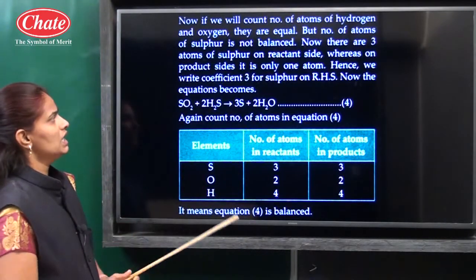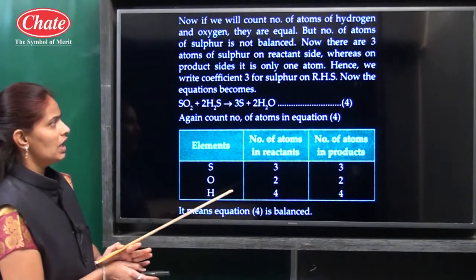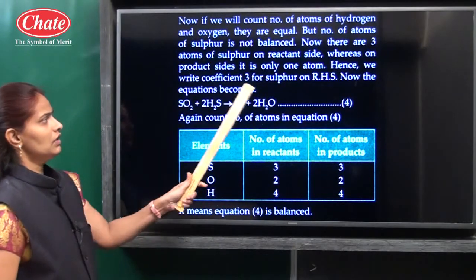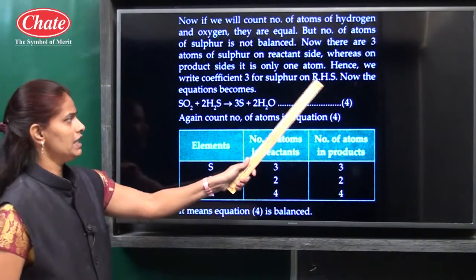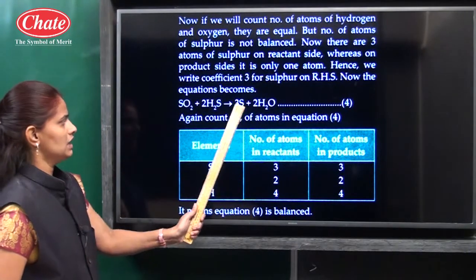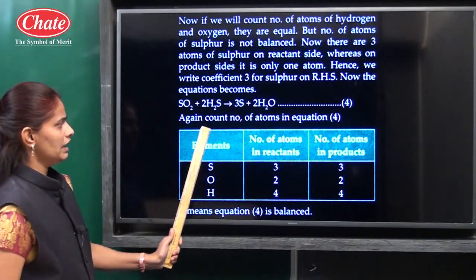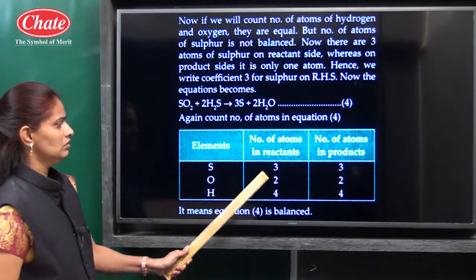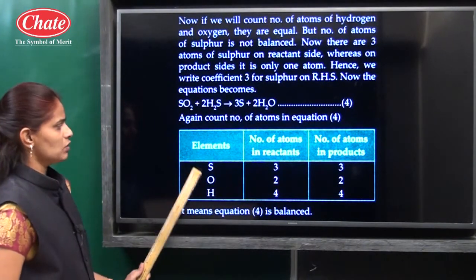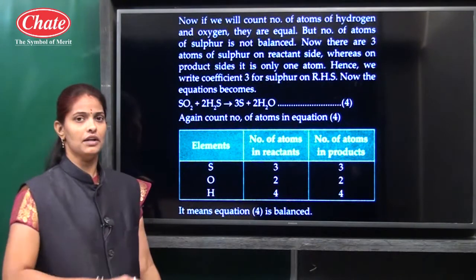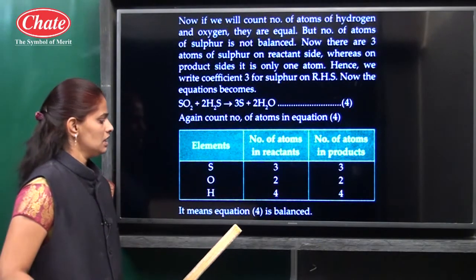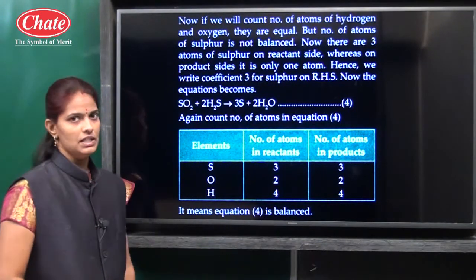So now balance the sulfur atoms, where we use the coefficient 3 for sulfur on the right hand side. So now the reaction is like this, and again count the numbers. Then the number of atoms of all elements on both sides are equal. That is why this equation is a balanced equation.